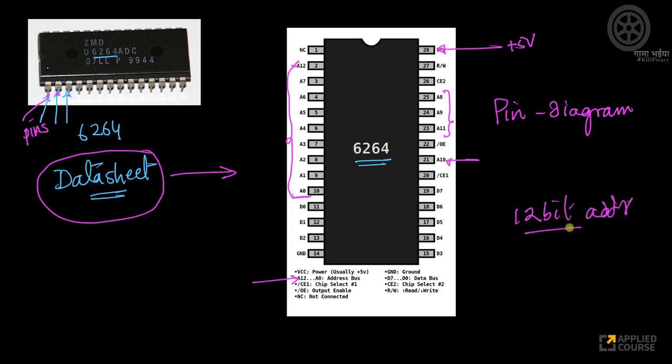If it has a 12-bit address, how many memory locations are there? 2 power 12 memory locations, which means 4K, right? Because I can write it as 2 power 2 into 2 power 10. 2 power 10 is 1 kilo, 2 power 2 is 4. So how many address locations are there on this chip? 4K address locations in this 6264 chip. Very simple.